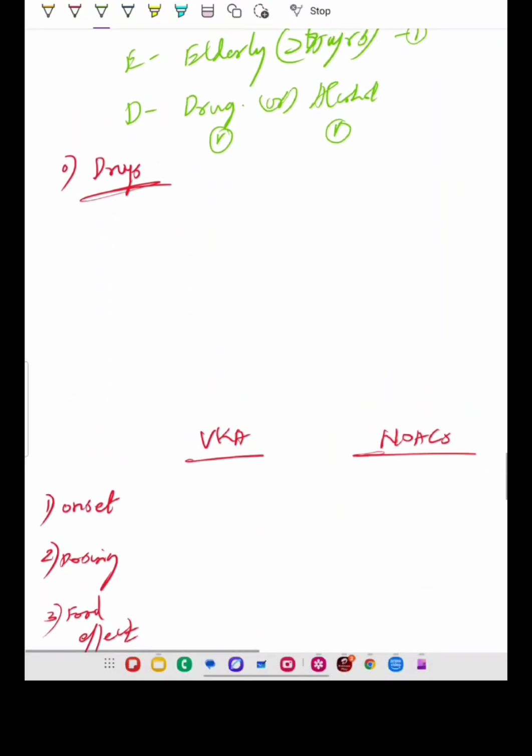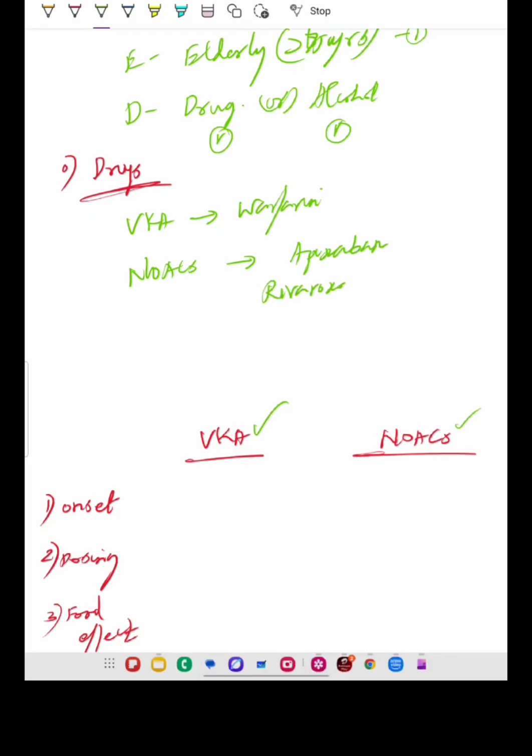So now let's look into the various options that are available as drugs for reducing the risk of stroke. So you have two groups, vitamin K antagonist and your NOACs. For vitamin K antagonist, you have warfarin, and the different NOACs are apixaban, rivaroxaban, dabigatran, and edoxaban.